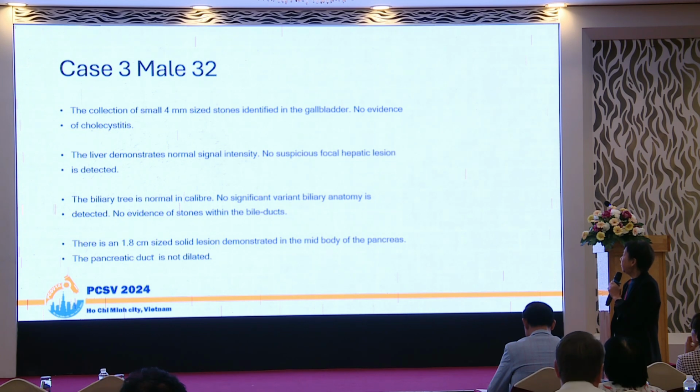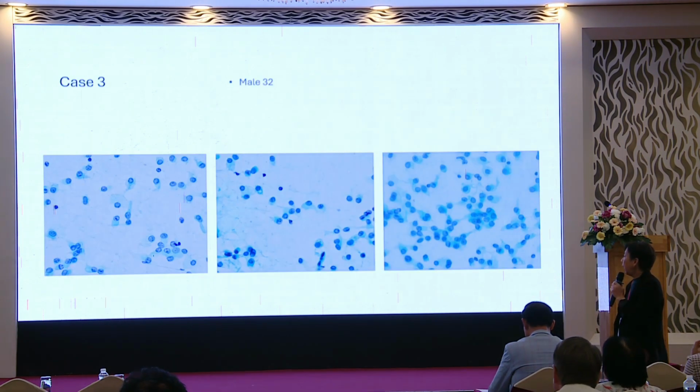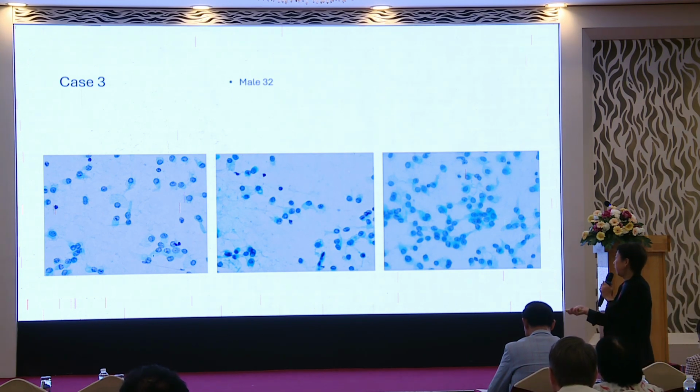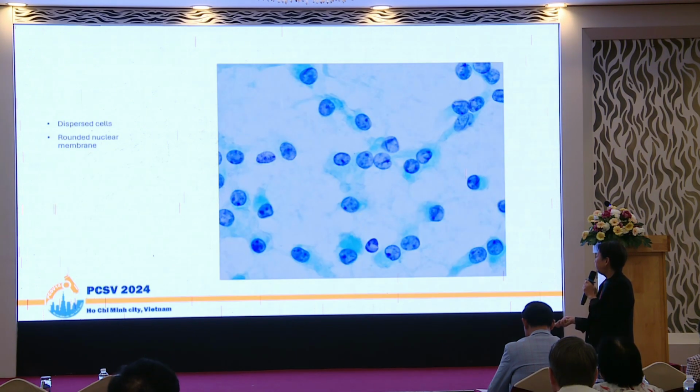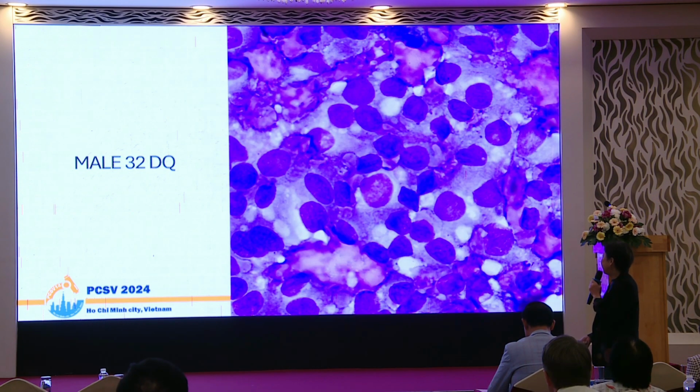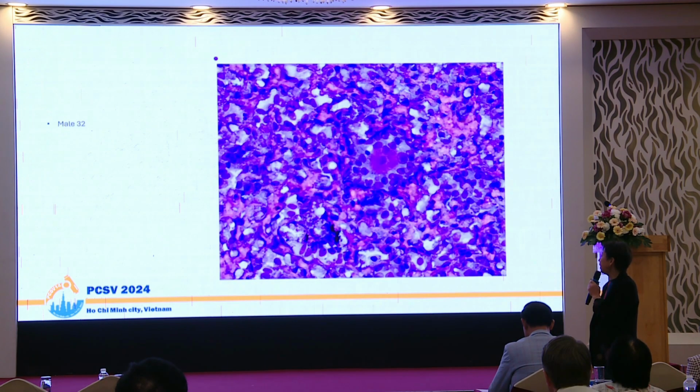Case 3 was a male, 32, had gallstones, and there was a little lesion, so they sampled the lesion. They thought initially it was going to be a pseudocyst because he had gallstones and all sorts of things, but it was monotonous, rounded cells, rather dispersed. I would have been very tempted to call this neuroendocrine, except that the nuclei didn't look neuroendocrine.